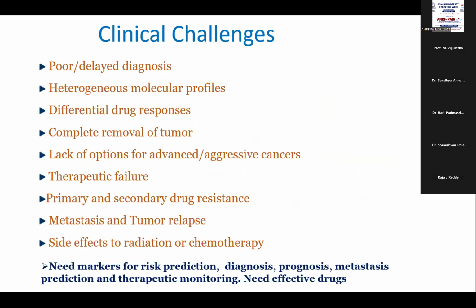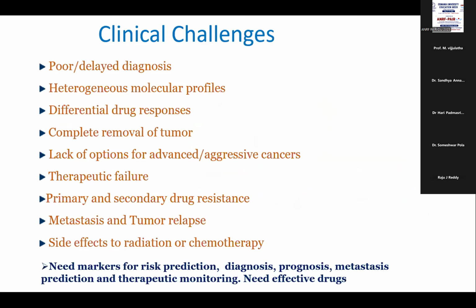research in recent days. So to sum up, the clinical challenges are the delayed diagnosis, heterogeneous molecular profiles in different subtypes of cancer, particularly in subtypes of TNBC. And because of this molecular diversity, people show differential drug responses. And there is a lack of options for these aggressive cancers. Therapeutic failure is major because of primary or secondary drug resistance, because of increased genomic instability.